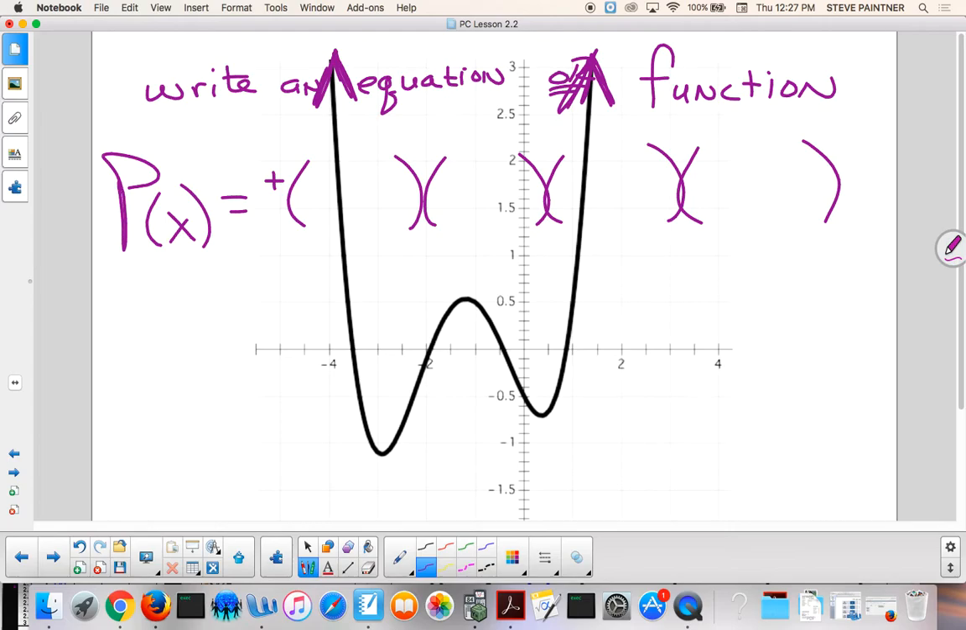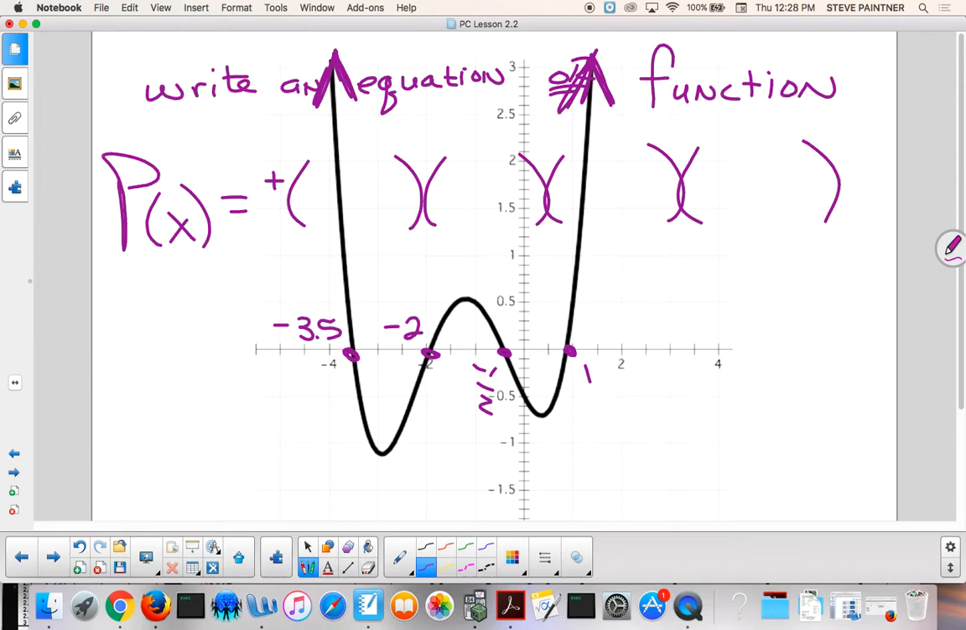Let's make it easy, guys. 1. What's this one? Negative half. Okay, this is going by halves. So negative half. This one. Negative 2. This one. 3.5. Okay, so you have to realize zeros only come because they came from factors.